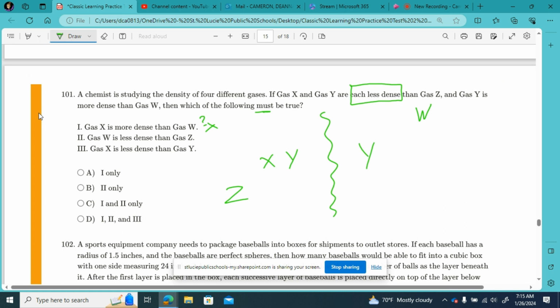Gas W is less dense than gas Z. W is less dense than Y, and Y is less dense than Z. So W is less dense than Z. That one does have to be true. And number three says gas X is less dense than gas Y. We don't know. They could be the same. One could be a little more, one could be a little less. We don't know. So the only one that must be true is 2.